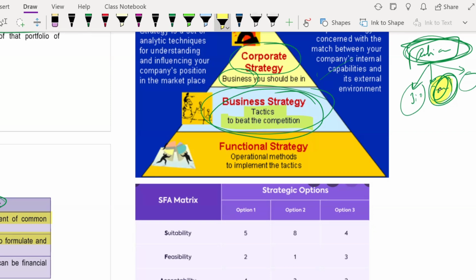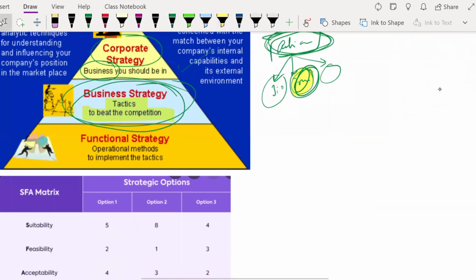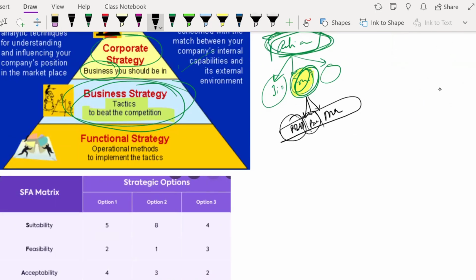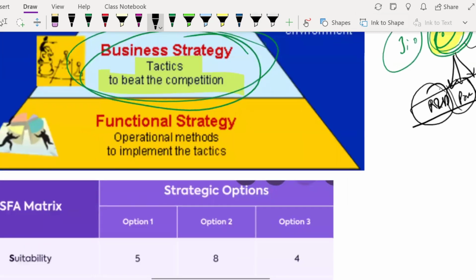And finally comes the functional level. Under Trends also, there will be different functions. There will be R&D, there will be procurement, then there will be marketing. Each of these is run separately. Each department head, or let's call them the functional level people, will also take a few decisions which will help in the growth of Reliance and Trends. They will take decisions in relation to operational methods.